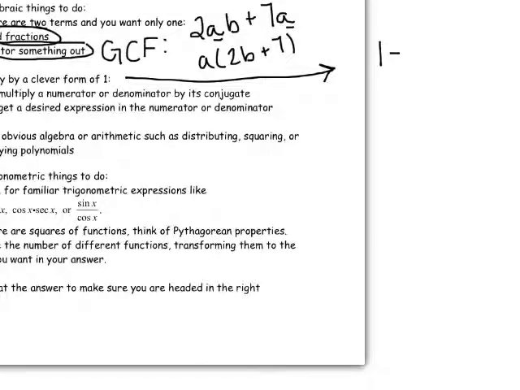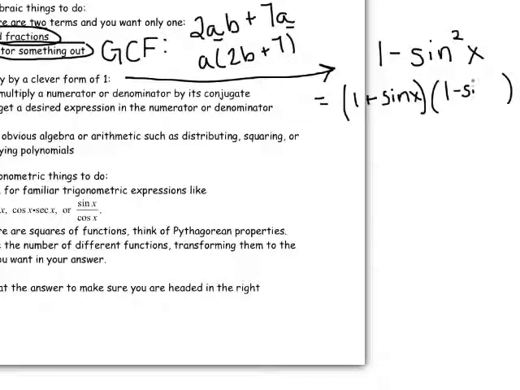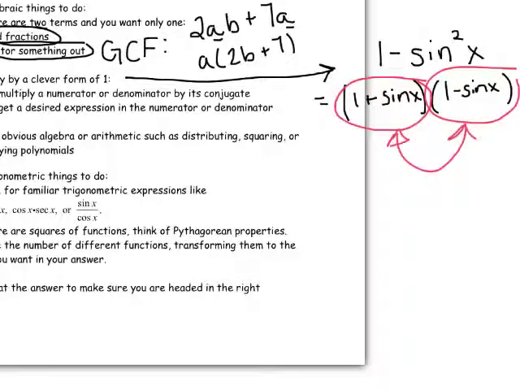Let's take 1 minus sine squared. Now, if you were to factor that, so factor means to pull it apart into two groups, that would be 1 plus sine x and 1 minus sine x. These guys are each other's conjugates. I really consider conjugates like the other half of a difference of squares. So, for instance, hopefully you're writing this down somewhere.